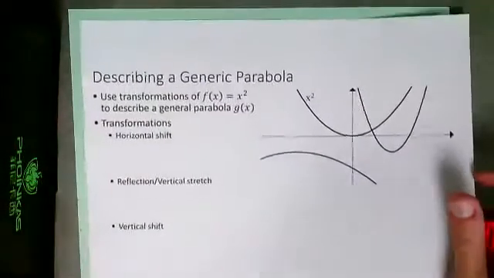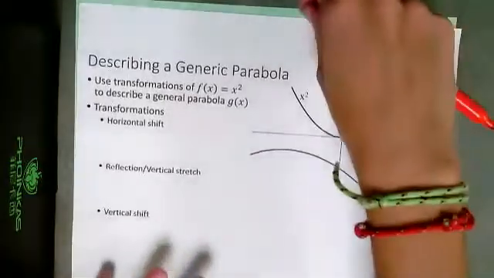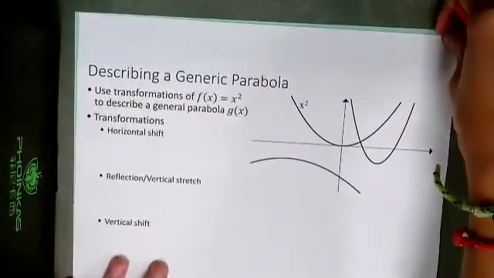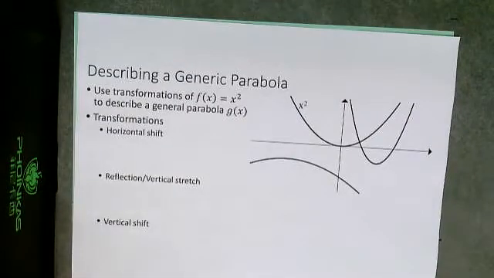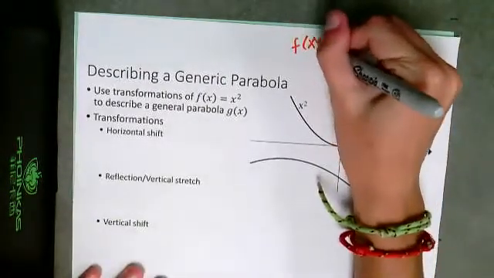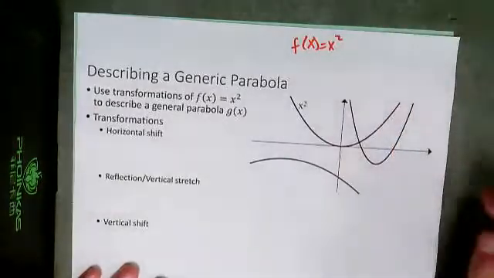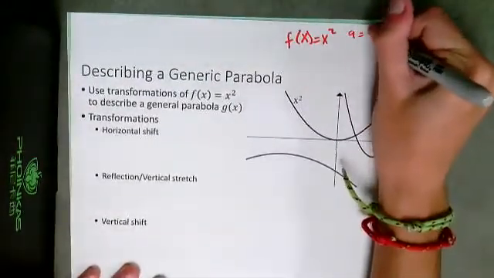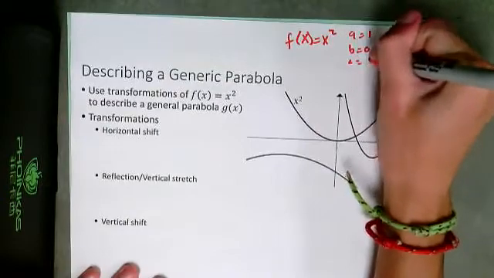So let's look at some general descriptions. All right, use transformations of f of x equals x squared to describe the general parabola g of x. Well, let's first look at this guy, f of x is equal to x squared. That means a is equal to 1, b is equal to 0, c is equal to 0.